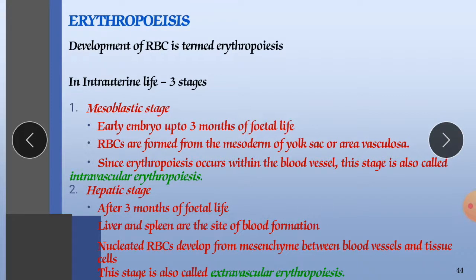Erythropoiesis. The development of RBC is termed erythropoiesis. It is also called hemopoiesis. In hemopoiesis, there is formation of all the types of blood cells. In the intrauterine life, there are 3 stages. In that, the first stage is the mesoblastic stage. In the early embryo up to 3 months of fetal life, RBC are formed from the mesoderm of the yolk sac or area vasculosa.